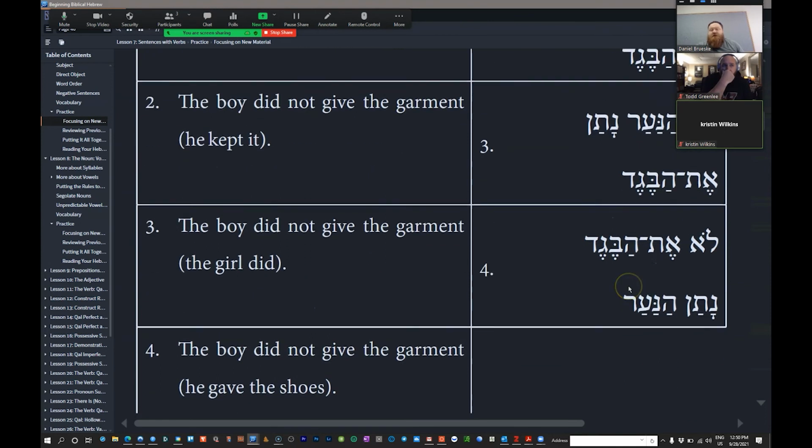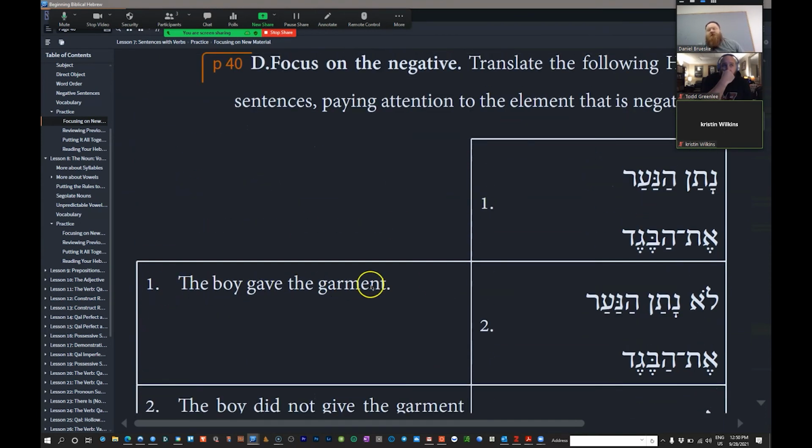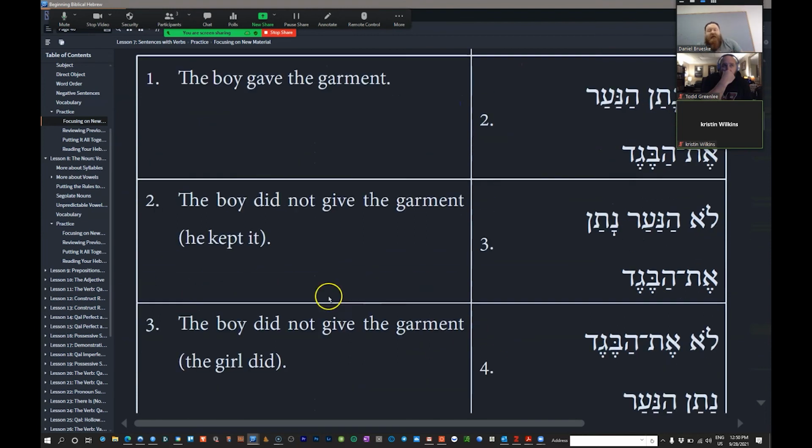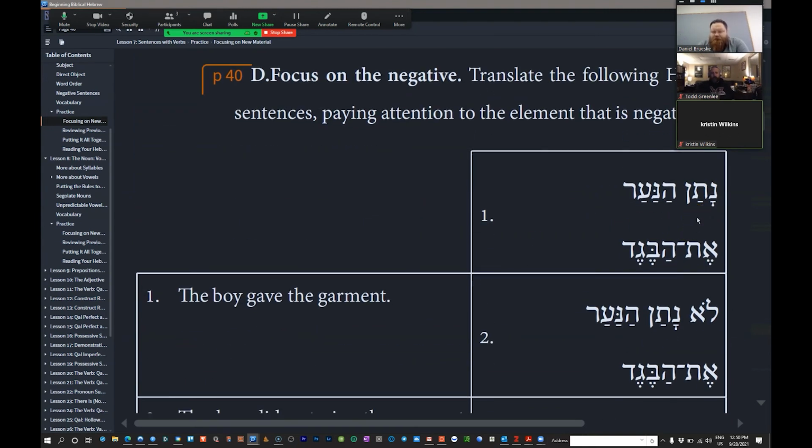No matter which of these 4 translations, or sentences, you see on a quiz, the translation should be the boy gave the garment, because that would be the way that English says all 4 of these. He has added his parenthetical notes here to indicate where the emphasis might be. Because in number 1, it's just a straightforward verb, subject, direct object, there's no need to indicate any emphasis.